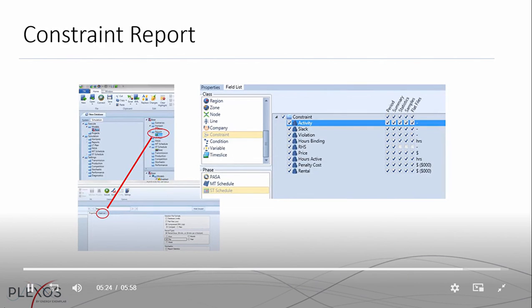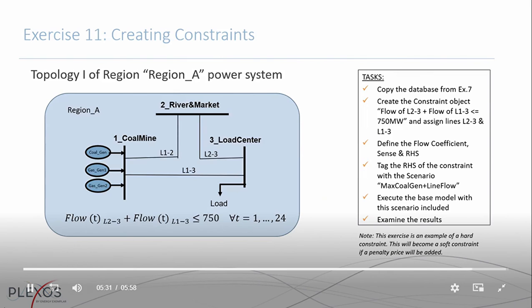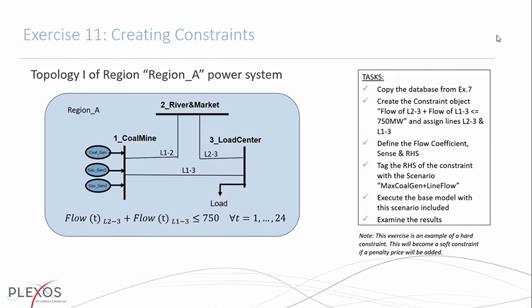The output properties for the constraint class can be enabled in the report object associated with the model to be simulated. Now, we will take a look at an example of writing a custom constraint in the PLEXOS interface. You are welcome to pause the video to try and complete the exercise. The objective of this exercise is to write a constraint so that the sum of the flow on line 1,3 and line 2,3 is less than 750 megawatts in every interval.